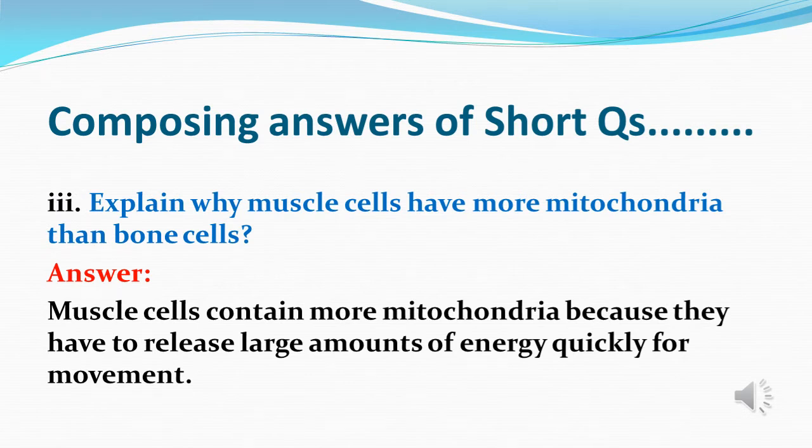Explain why muscle cells have more mitochondria than bone cells. You can see the answer to this question on your screen, write it in your notebook quickly. The answer is, muscle cells contain more mitochondria because they have to release large amounts of energy quickly for movement.